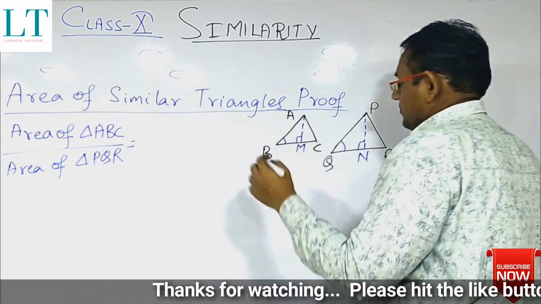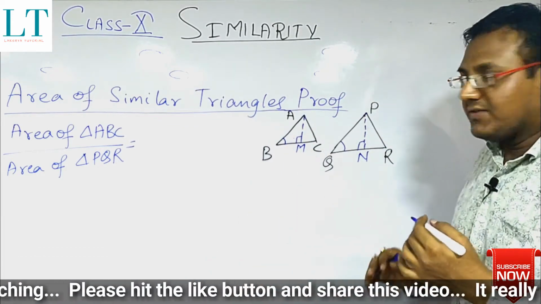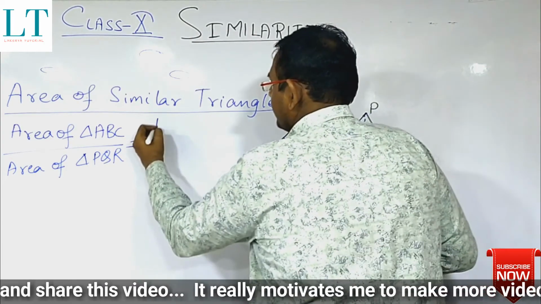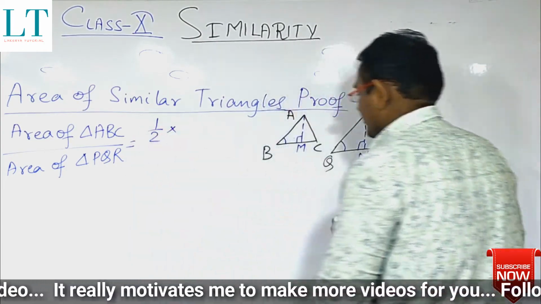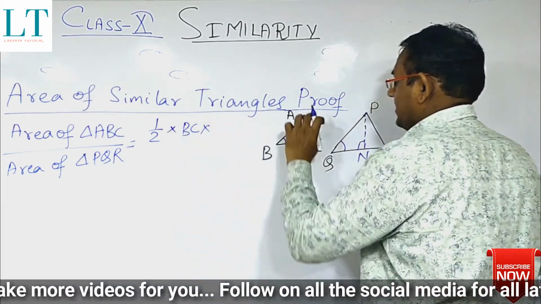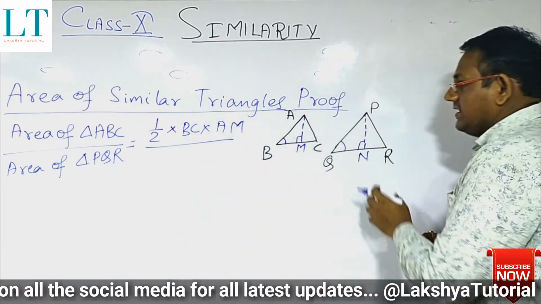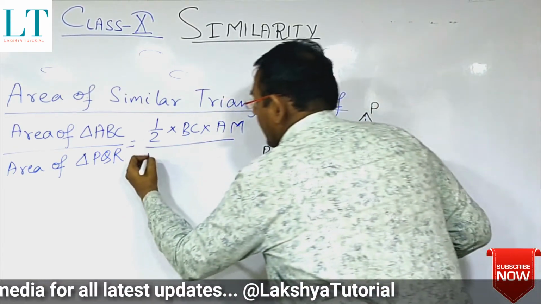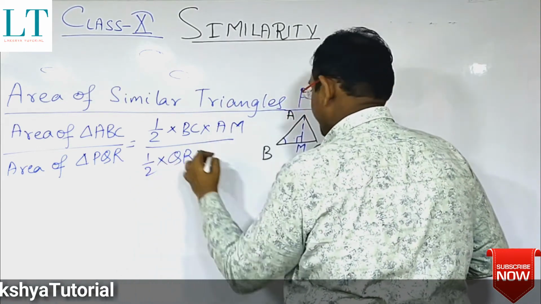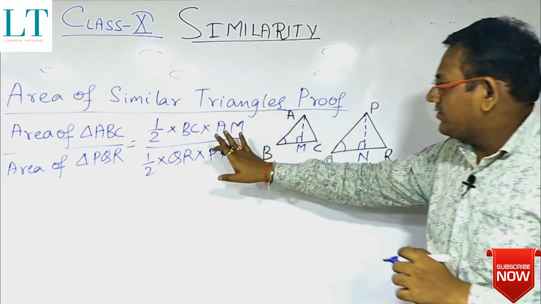Now in this particular case, whenever we calculate area, we apply the formula half into base into height over here. So we are going to do that. It is basically half into base. Now over here base is BC, so we are writing BC over here, and height is AM, so we are writing AM over here. Similarly, in this particular case, we will write half into QR into PN over here. So we applied the formula over here, half into base into height.